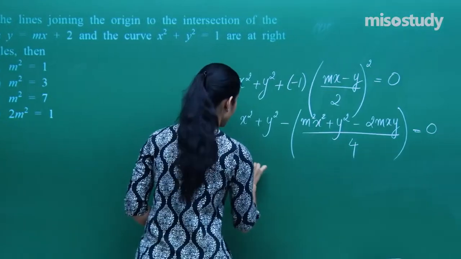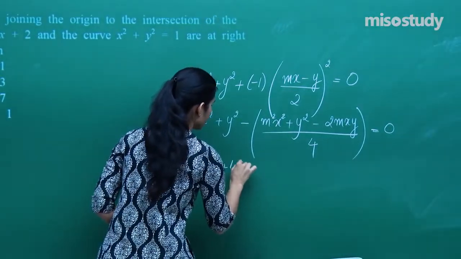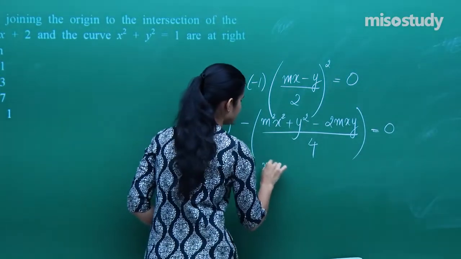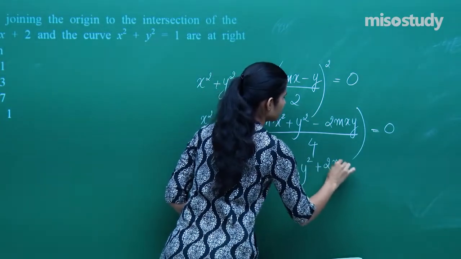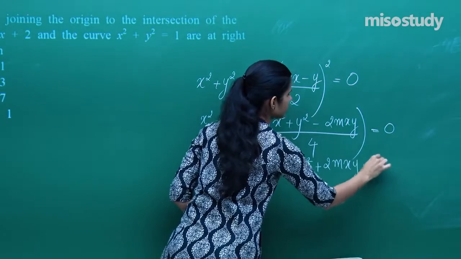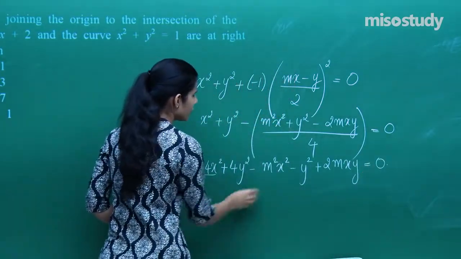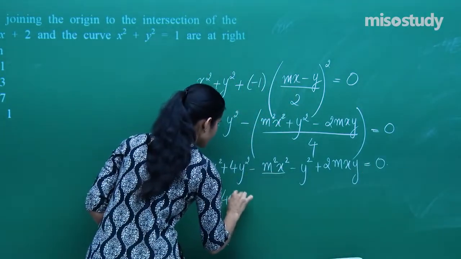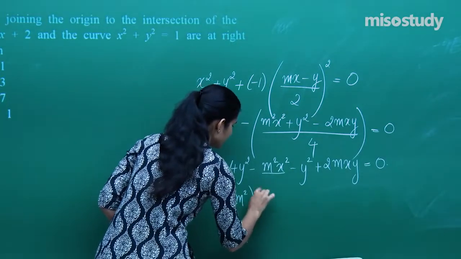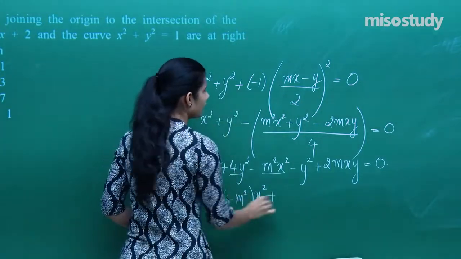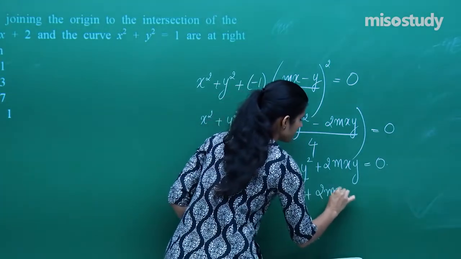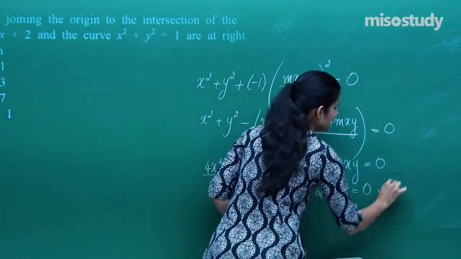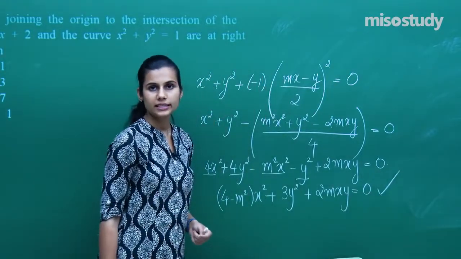So this gives you 4x square plus 4y square minus m square x square minus y square plus 2mxy equals 0. So you get 4x square minus m square x square, so 4 minus m square x square plus 4y square minus y square, which is 3y square, plus 2mxy equals 0. This is the joint equation of those lines.